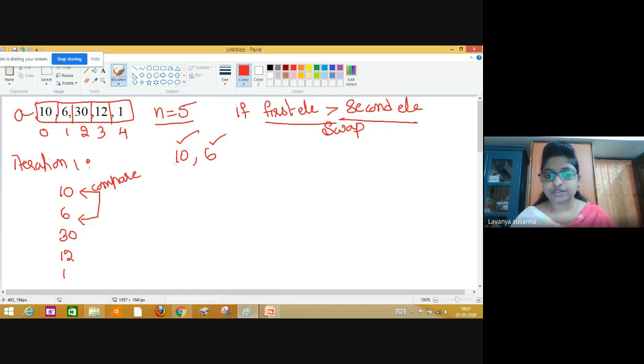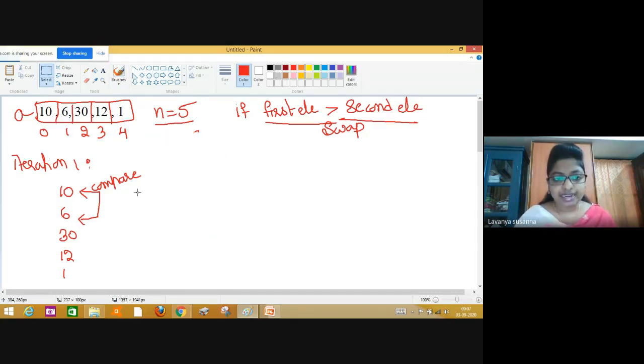See the condition: first element is greater than second element. 10 is greater than 6, right? It is true. When the first element is greater, you need to interchange the values. Interchanging means 6 must go to the 10 value position and 10 must come down. 6 goes up, 10 comes down. See here, 6, 10, and write down the remaining values. I hope you understood.